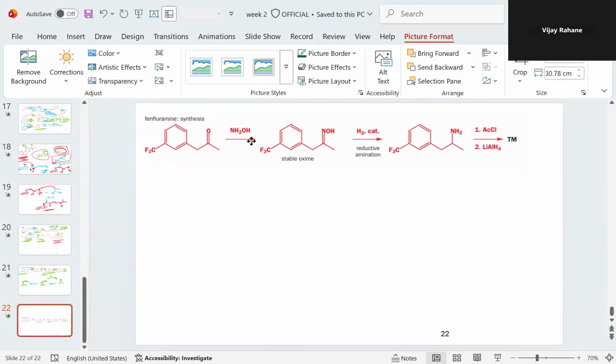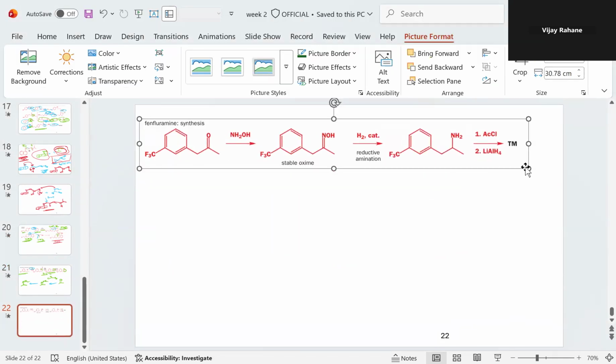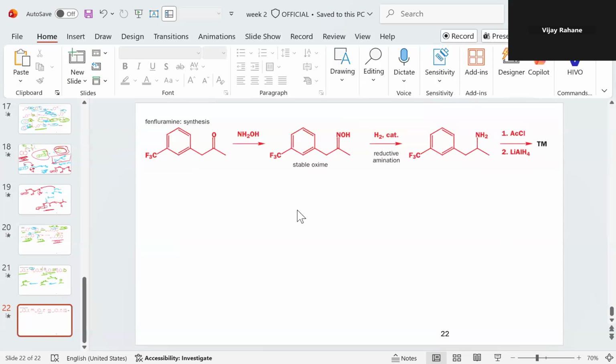So this is the forward synthesis. Basically, it started with this starting keto compound. This is the starting material, and if you treat this keto compound with NH2OH, it will form the imine, right? Sorry, the oxime, because it has the OH group, so we can't call it an imine. It will be the oxime.